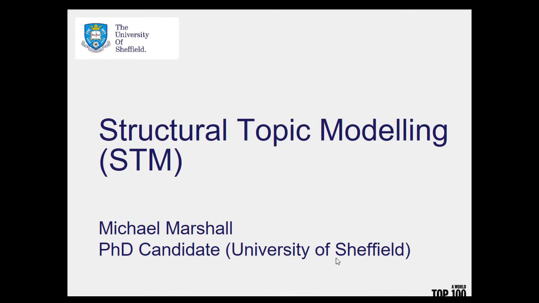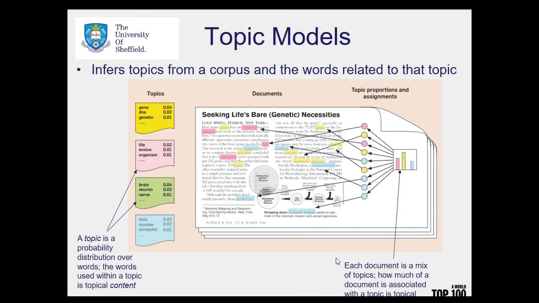I'm a PhD student at the University of Sheffield, and I'm going to be talking to you today about structural topic modeling, or STM. An STM is an example of a probabilistic topic model. Topic models are a set of methods that fall within quantitative text analysis, and I've put this diagram on here to try and give an intuitive sense of what a topic model does.